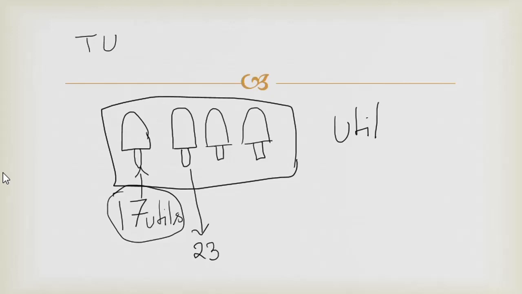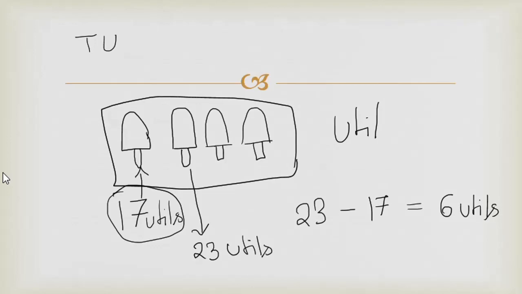That means the 2 ice creams together have provided 23 utils of satisfaction. From this information, if we want to find the additional satisfaction the individual has received, we need to deduct 17 from 23, and it is equal to 6 utils. So this is the contribution of the second unit.